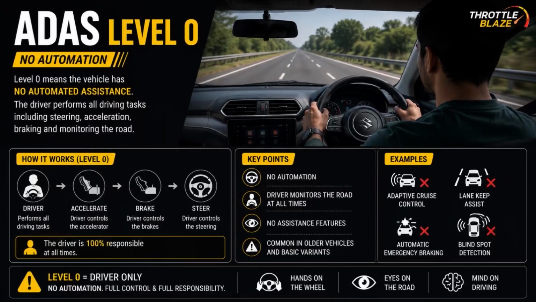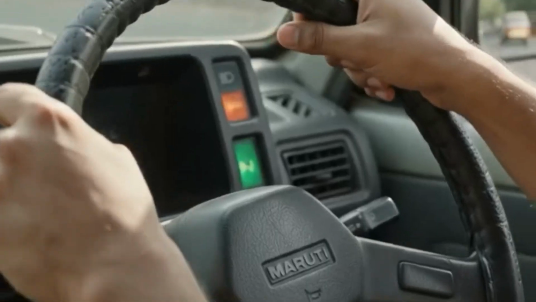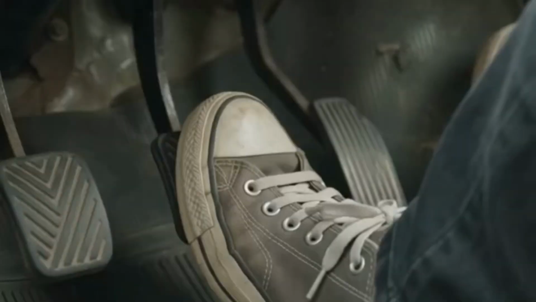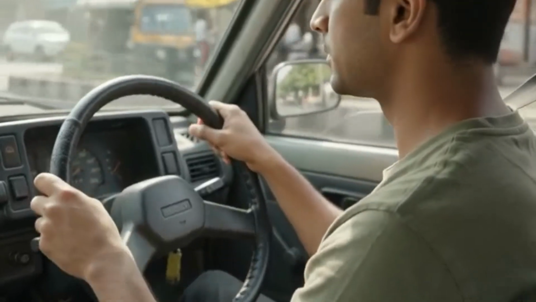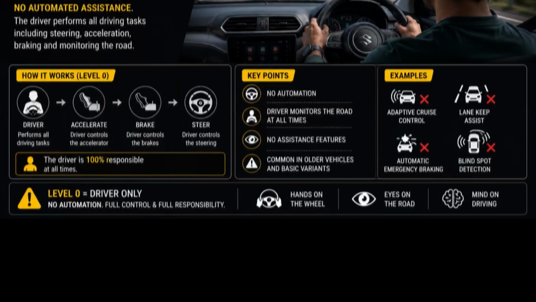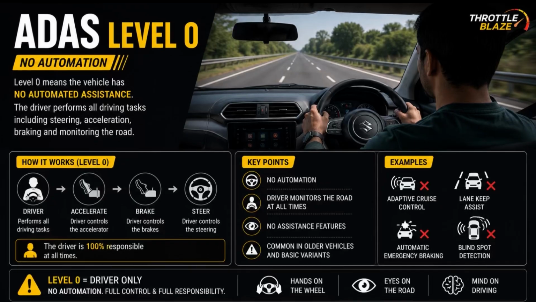Number 1. ADAS level 0. No automation. Level 0 means there is no driving automation. The driver is fully responsible for steering, braking and acceleration. The car may have basic safety features like ABS or airbags, but it doesn't assist with driving.